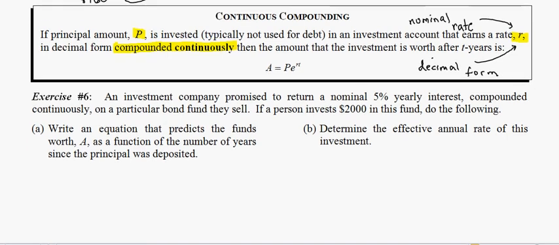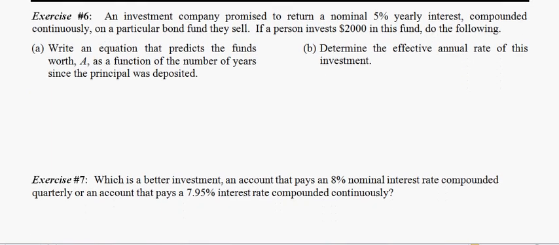So let's take a look. It's a very simple formula to use. You just have to know when to use it. That's probably the hardest thing about continuous growth, from the last lesson or this lesson: you have to know when to go to the natural base e. So let's take a look. An investment company promises to return a 5% nominal rate compounded continuously. So 5% yearly interest compounded continuously. This is such an important word. Such an important word.